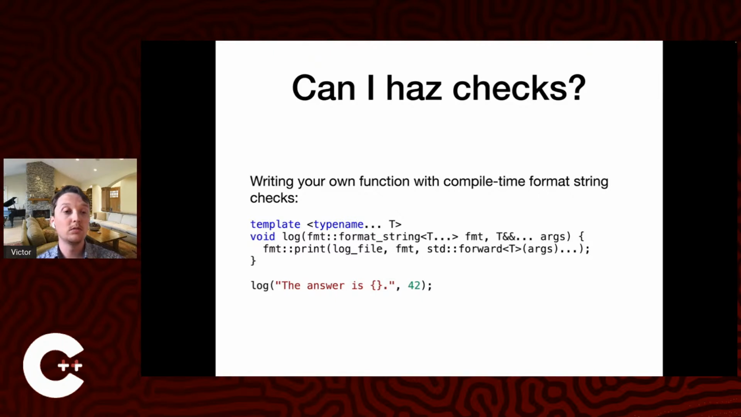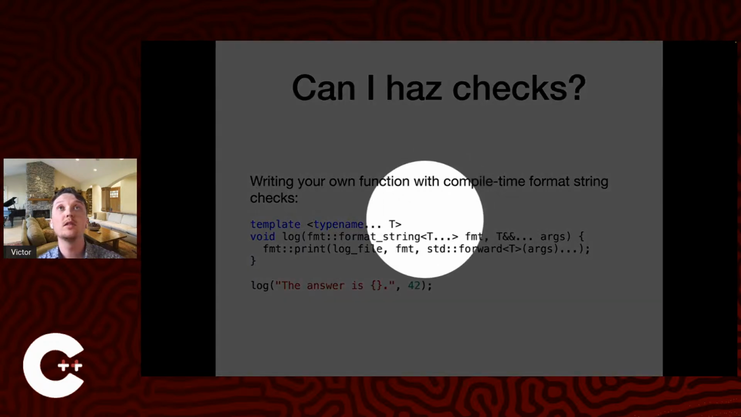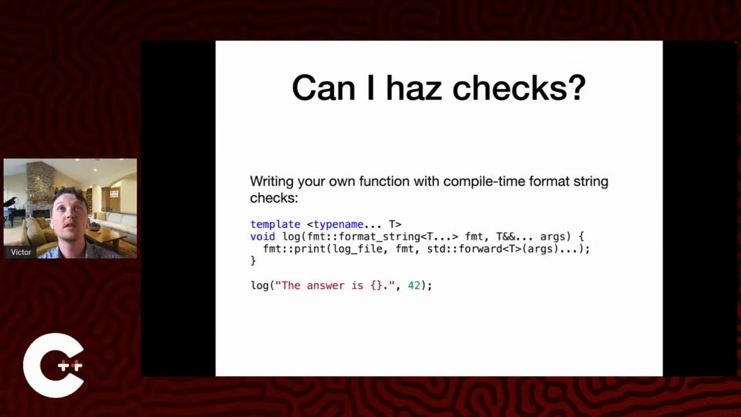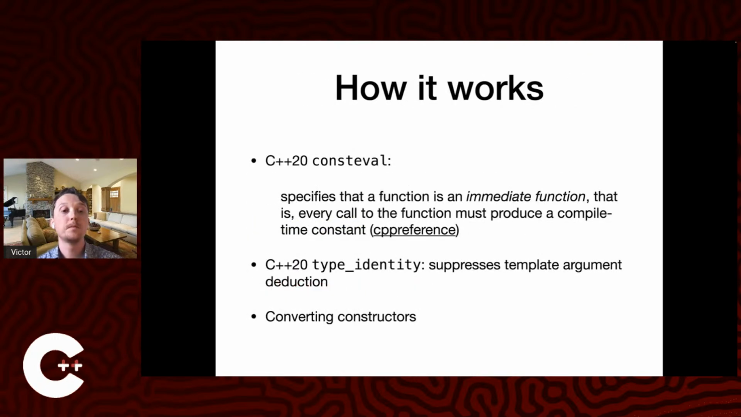So the way you write functions with compile time checks, you just pass the format string as a special FMT format string type, which should depend on the formatting arguments T, and this will do all the magic for you. So it's pretty simple. So how does it work?